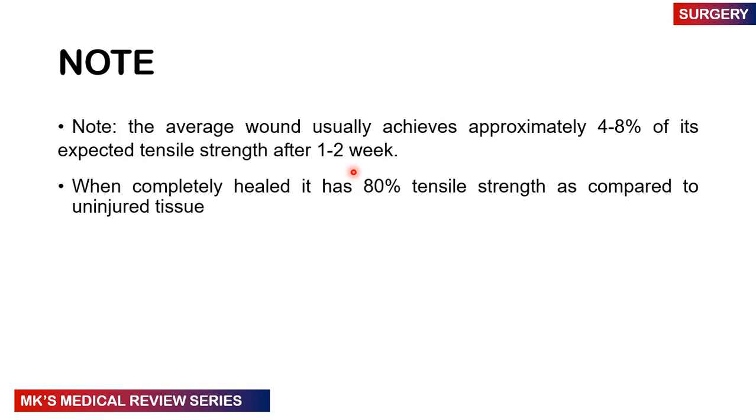So you have to take note that the average wound usually achieves approximately 4 to 8% of the expected tensile strength after 1 to 2 weeks. Then when it's completely healed, it will be 80% of the tensile strength as compared to the uninjured tissue.